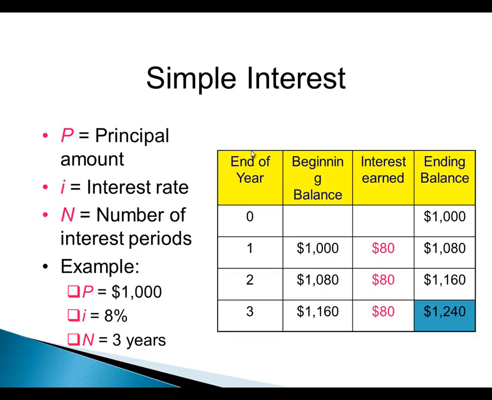To understand, let's look at examples that will represent the simple interest and the compound interest. For the simple interest, in this example, the principal amount is 1,000, as you can see in the table. At the beginning of year 1, we borrowed 1,000. The interest rate is 8%, and the number of periods is n equal to 3, so we have 3 years.